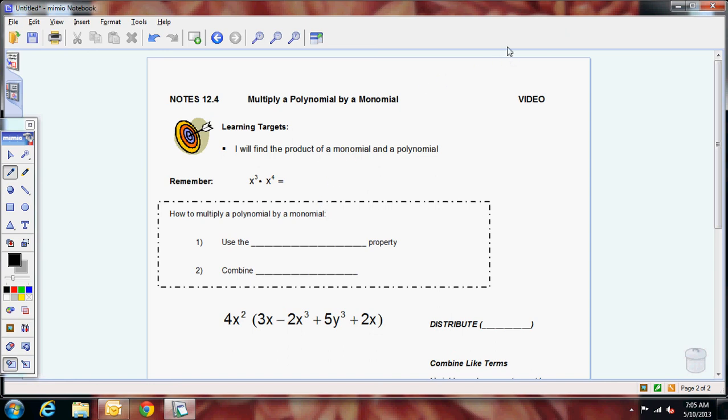Hi guys, it's your 12.4 notes, multiplying a polynomial by a monomial, so many terms by one term.